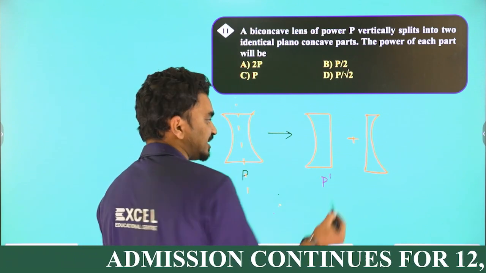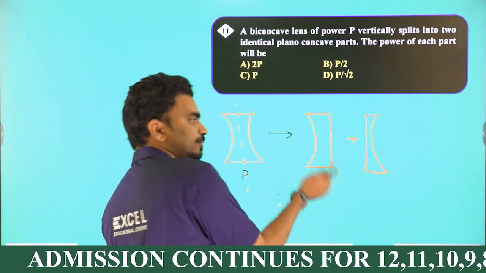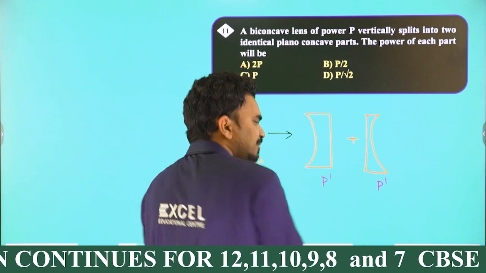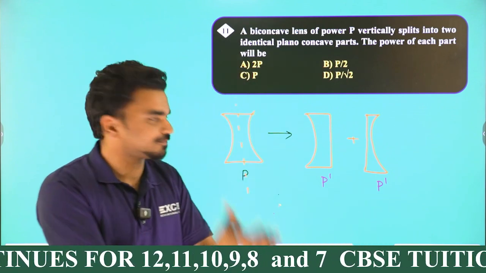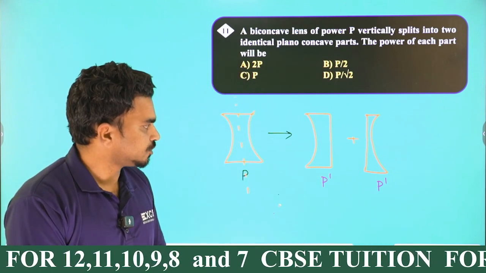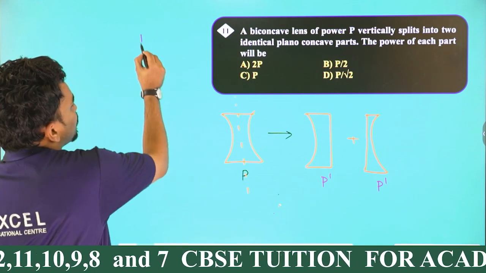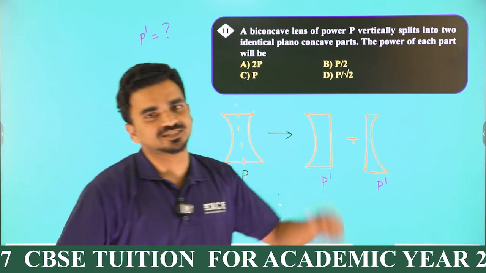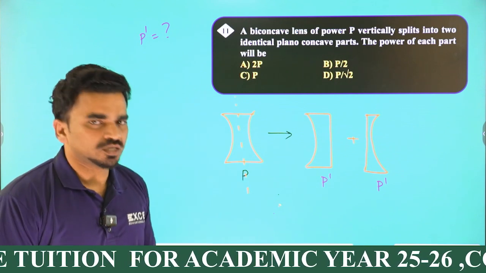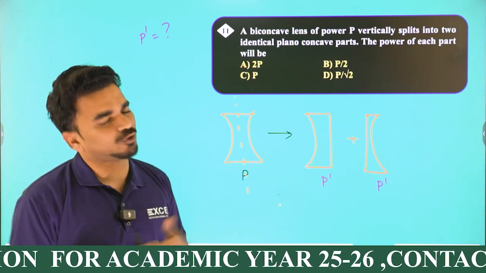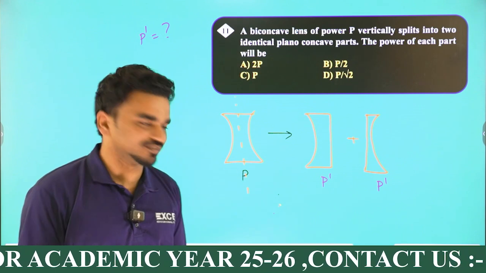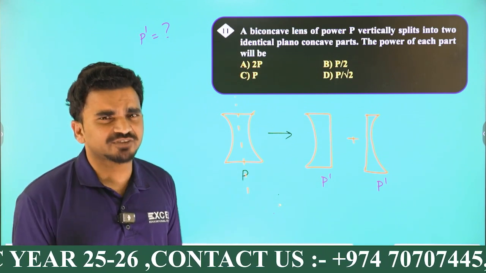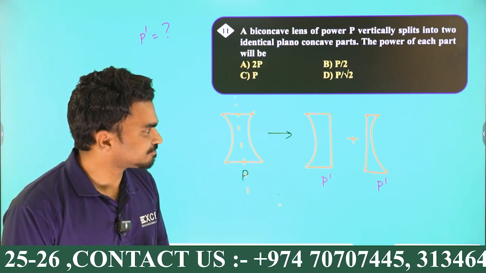I don't know the power of this, so I'm going to call it P dash. If the power of this one is P dash, then the power of that lens is also P dash, because both of them are identical. We want to find the value of P dash, the power of each piece. How can we solve this? You can solve all physics questions in multiple ways. This also has multiple ways of solution, but the best way that comes to my mind is like this.